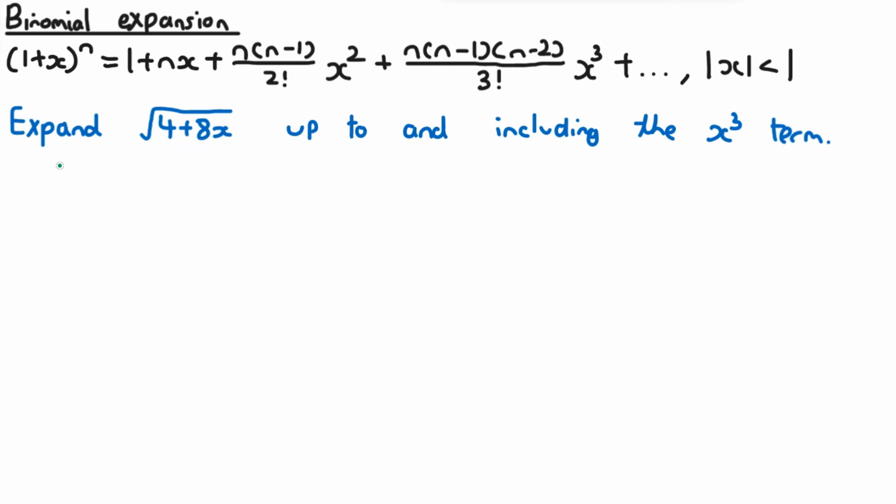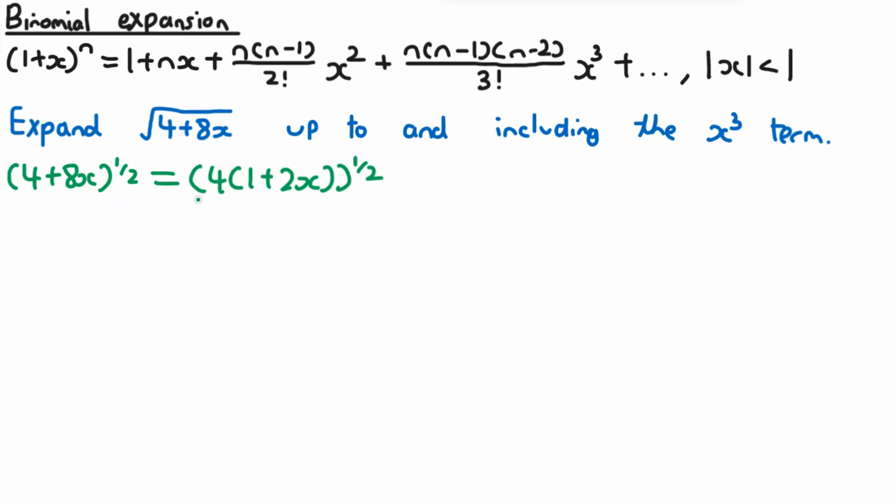So let's write this in the indices form, in the kind of bracket form like this. So it's going to be 4 plus 8x to the power of a half, because remember, a half is a square root like this. And what we're going to do is this expression here, we're going to factor out 4 in order to make this number 1 out of this whole expression. So this is going to be equal to 4, and then it's going to be 1 plus 2x, and all of this is to the power of a half. So we factored 4 out of this expression here to make it 1 plus 2x.